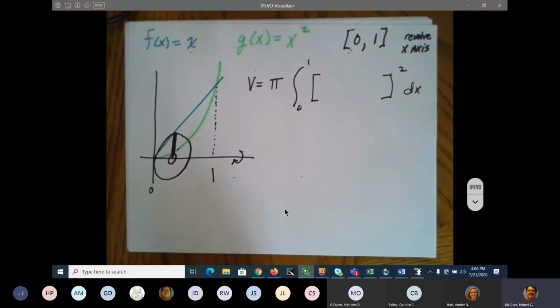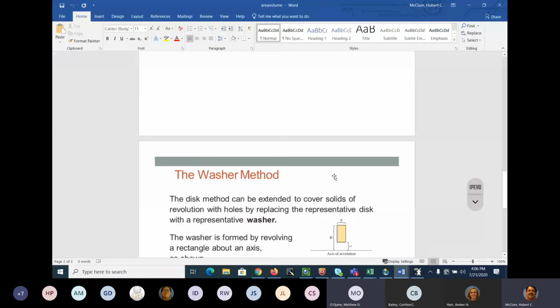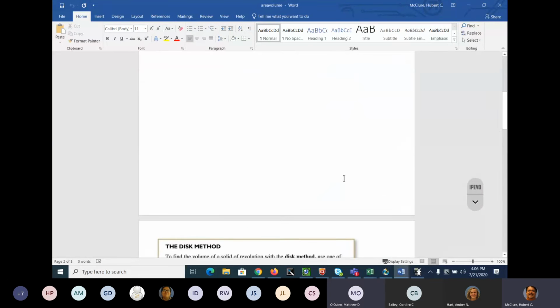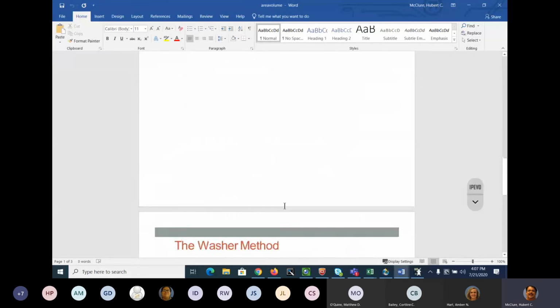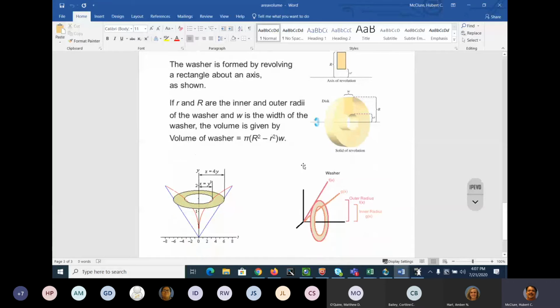Now, which one is my upper? If you go back to the Word document I sent you, there's one place where it just says upper minus lower. Very top of the page. Yeah, top minus bottom. That's for area. You should know that now because area under a curve teaches you that. So I'm going to do the same thing here, but down here, your outer one always minus your inner one.